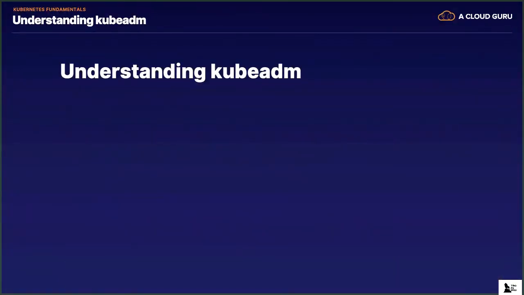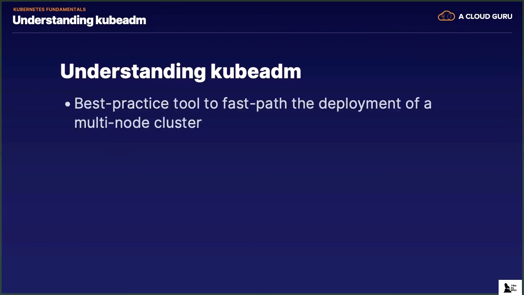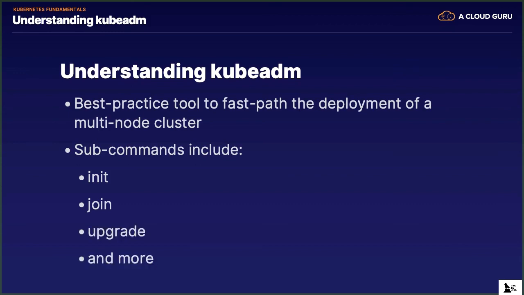Now, it's fairly common for Kubernetes administrators to run the Kubeadm command. Kubeadm is a best practice tool for deploying a multi-node Kubernetes cluster, and the subcommands typically include init to initialize a cluster and join to join the cluster. So the init is run on the master, the join subcommand is run on the nodes to join the master.